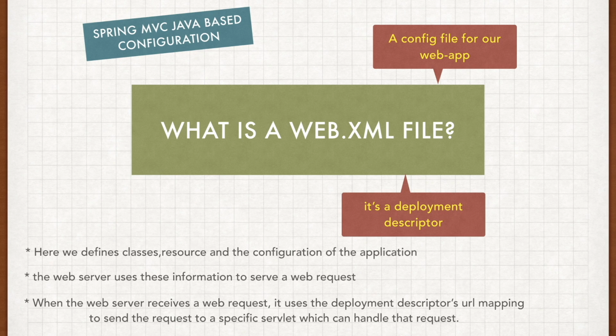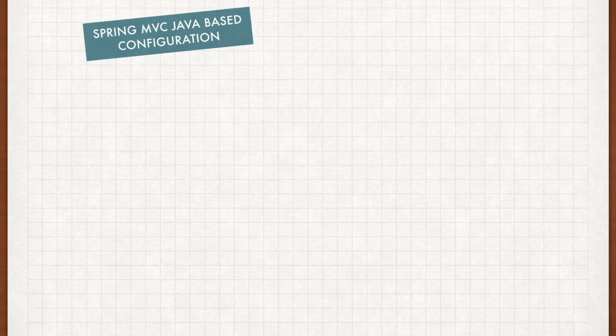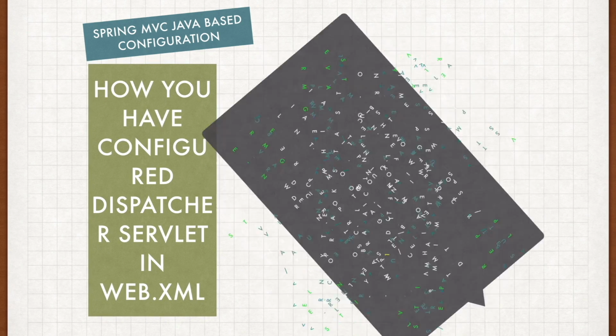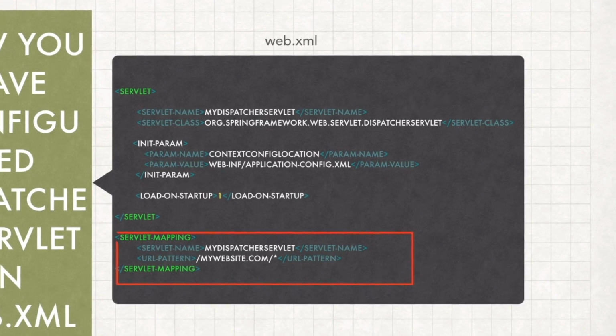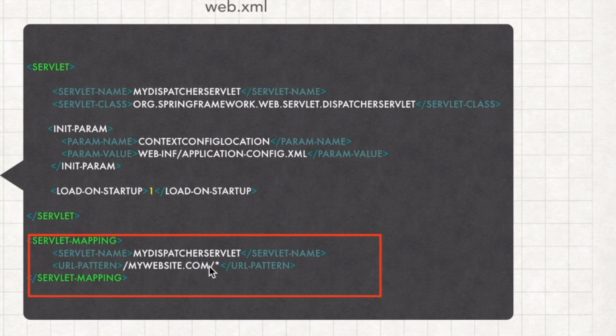If you're getting confused with this line, just look at our dispatcher servlet configuration inside the web.xml file. Here is a servlet mapping. My servlet mapping here is mywebsite.com/*. So if I get a request like mywebsite.com/videos, or mywebsite.com/songs, that URL mapping I have configured right here inside the web.xml.